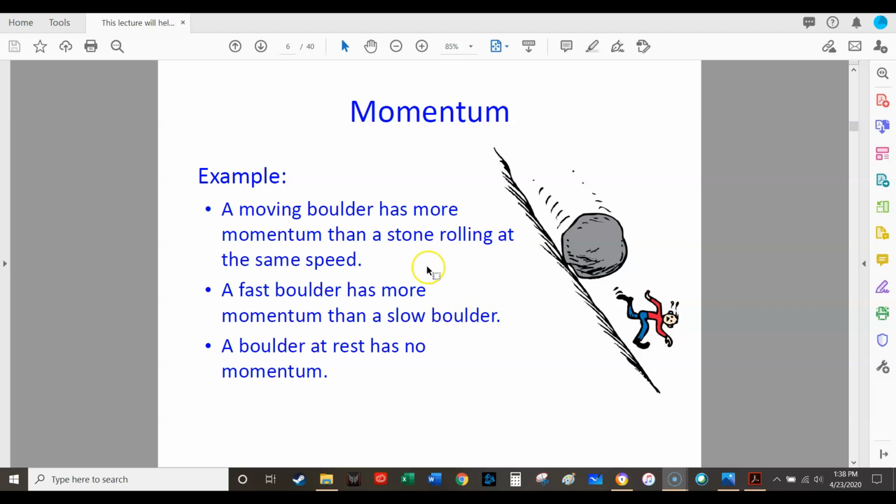It's important to note that an object at rest has no momentum, but it still has inertia. It has a resistance to move. So that's the difference between momentum and inertia. Inertia is an object's resistance to its current state of motion, whether it's moving or not moving. Momentum is an object in motion, and that's what we're looking at.